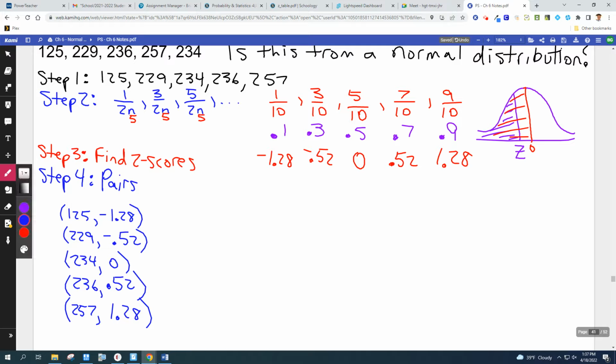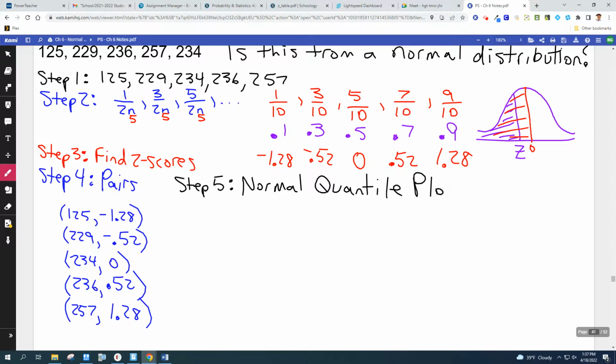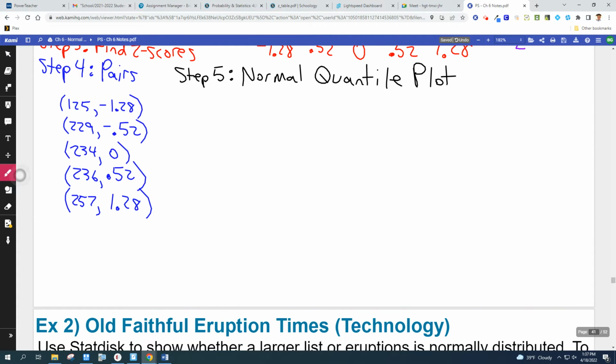Step 5 is the normal quantile plot. Basically what that means is just graph those 5 dots. Now the scale here is kind of weird. It does something a little bit different than what you would expect. So bear with me here.